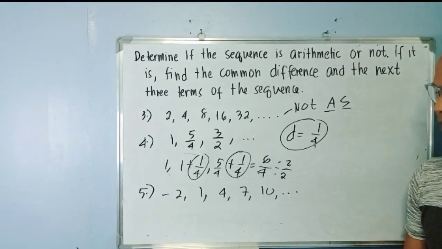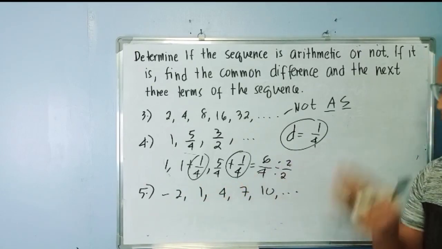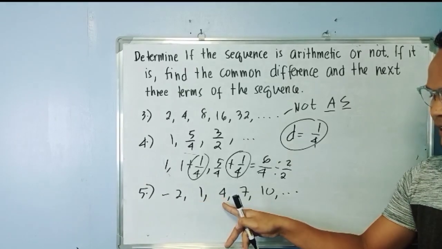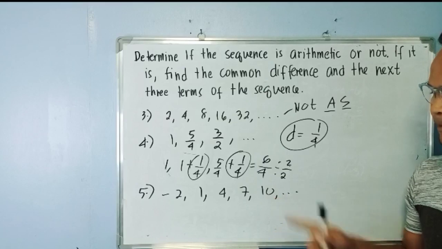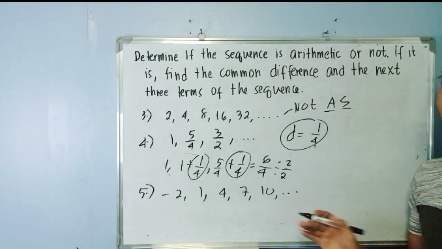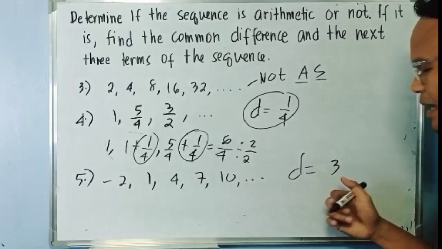Okay, example number 5. Negative 2, 1, 4, 7, 10. The first term is negative 2, second term is 1, third term is 4, fourth term is 7, fifth term is 10. Is this an arithmetic sequence or not? It is an arithmetic sequence. Why? Because we have the common difference that is added to each number, positive 3.